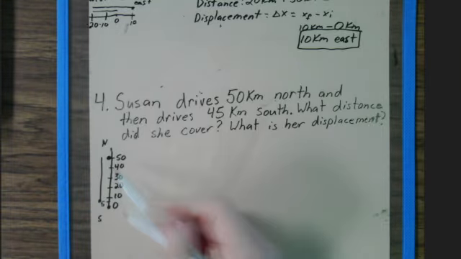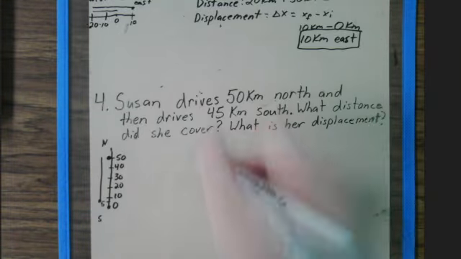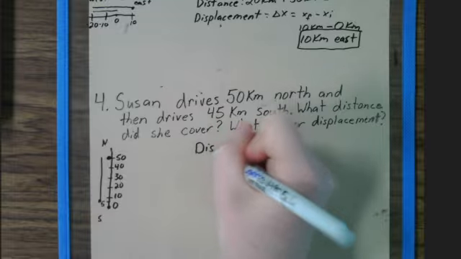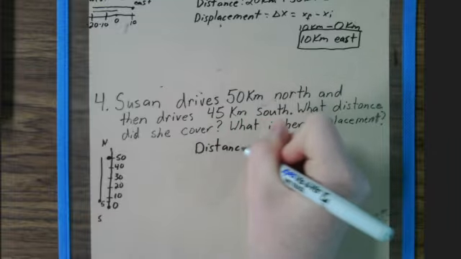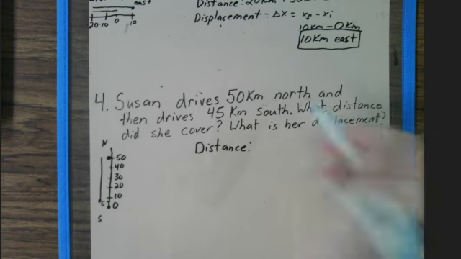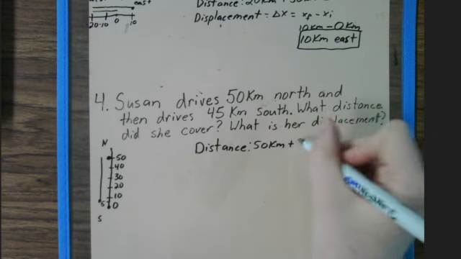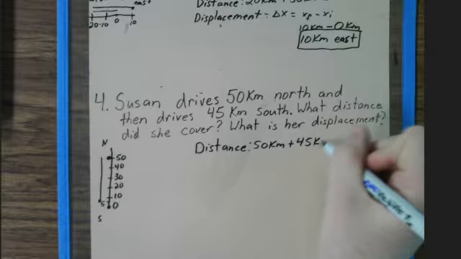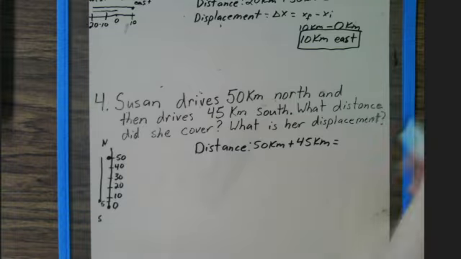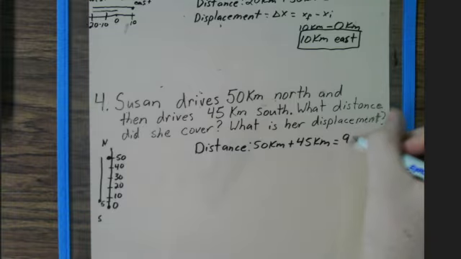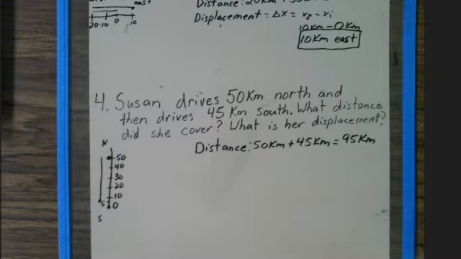Now that we've drawn our pathing, let's figure out what the distance is. Our distance is 50 kilometers plus 45 kilometers, and that is equal to 95 kilometers.